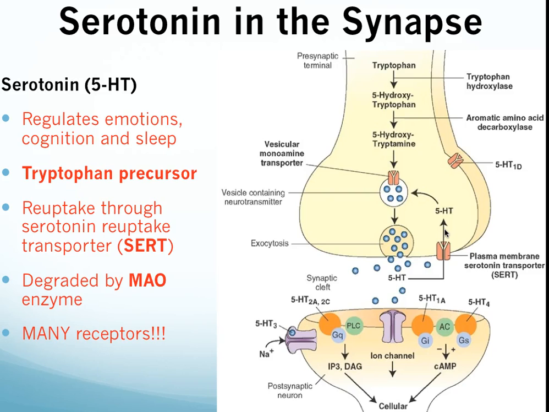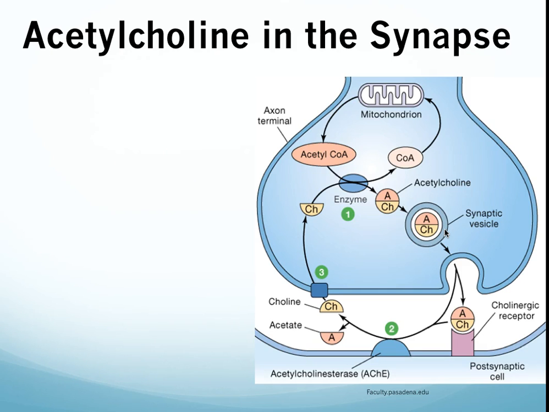Serotonin has lots of receptors, so many that we're not even really going to get into it, but we'll talk about a couple of the important ones when we start talking about some of the clinical disorders later on. And there's lots of pathways, and we're going to get to that later too. So again, the big ones: we start off with tryptophan. We have a SERT transporter that brings it back into the cell. It's degraded by MAO.